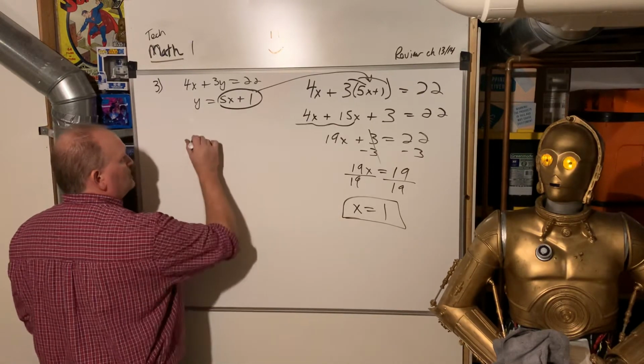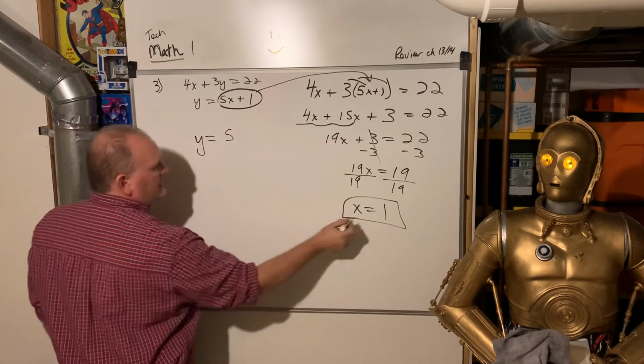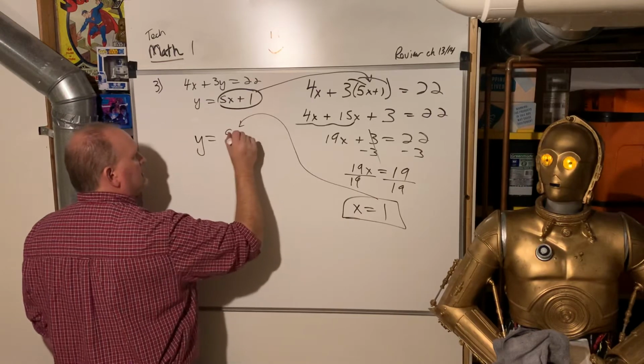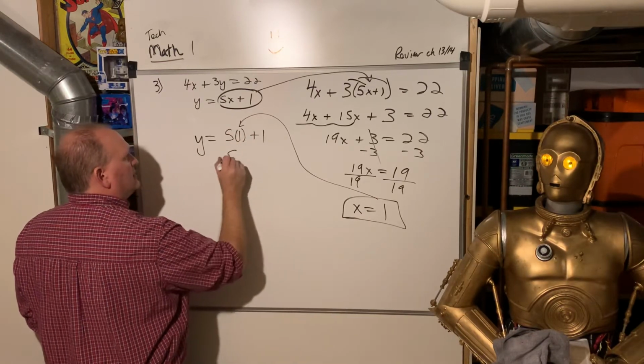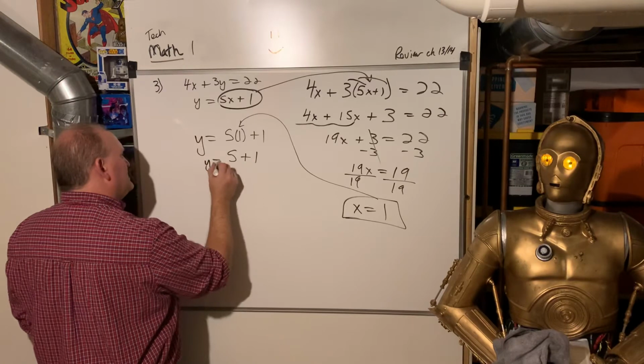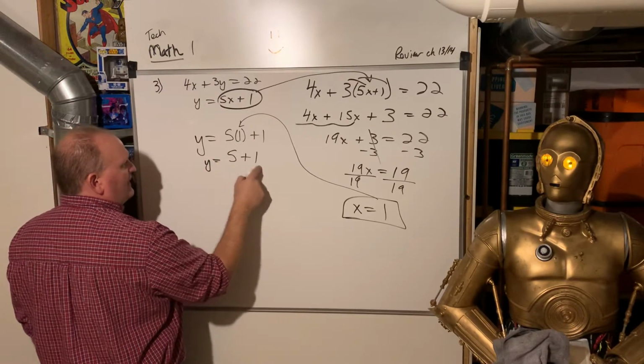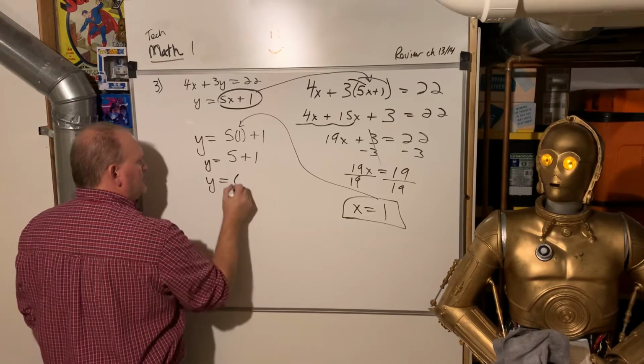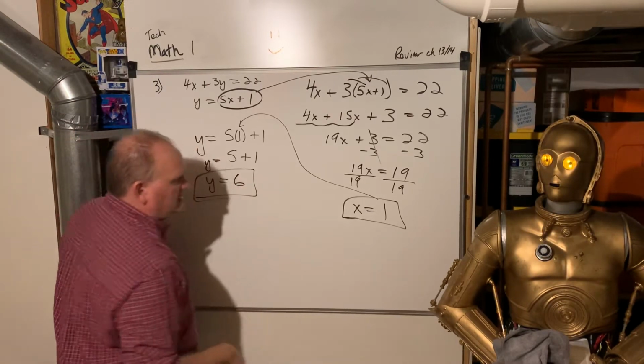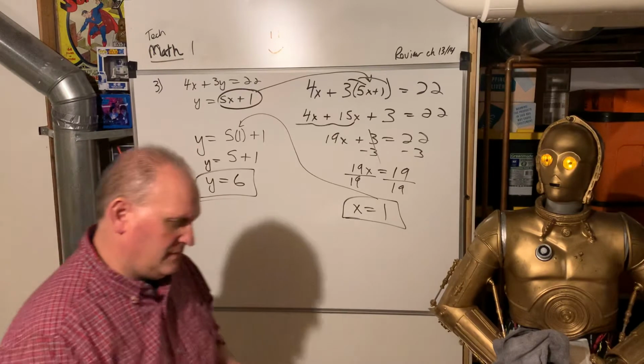So when you do the substitution method, you actually do it twice. Careful with these. You see that big plus sign? This is 5 times 1, which is 5. So 5 plus 1 then is 6. So that's our answer. 1 comma 6.